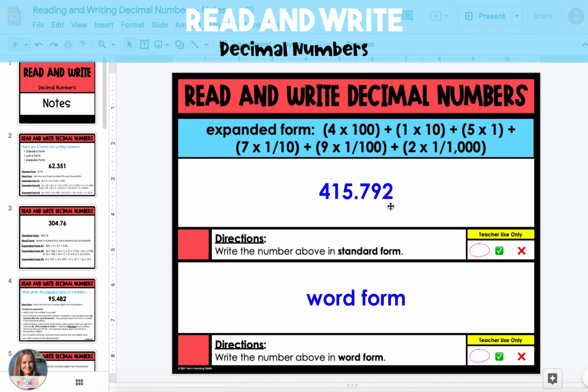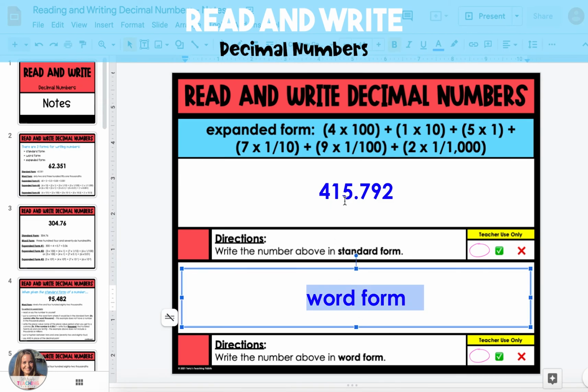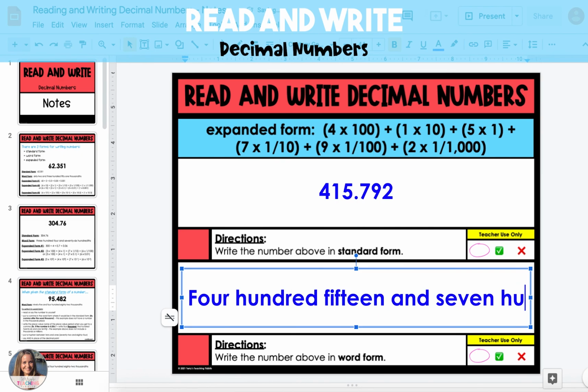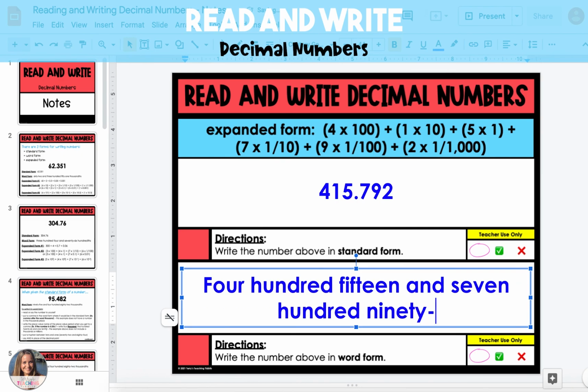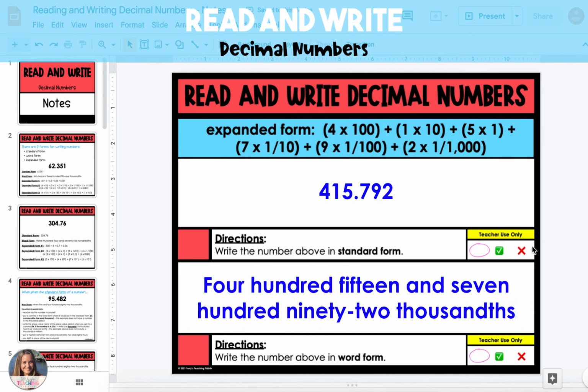Now that we have the standard form, we can write this in word form. Read the number to yourself, and we're going to begin by writing the whole number. The whole number is to the left of the decimal point and is 415. Next, write "and" to represent the decimal point. Then look at the digits in the decimal. We're going to read them as a regular number, 792. And then finally, look at the last digit in the decimal. The 2 is in the thousandths place. So the final answer is 415 and 792 thousandths.